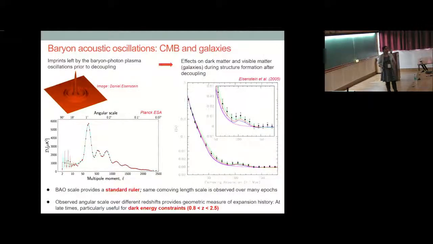This slide is just for completion, because I'm pretty sure everyone knows what BAOs are. HIRAX is trying to measure BAOs, which are just the oscillations in the primordial plasma, which can be seen in the CMB anisotropies as well as the galaxy correlation function. The BAO scale at 150 megaparsec is used as a standard ruler to probe the geometric measure and expansion history. And at late times, it is used to study dark energy constraints, between redshift 0.8 and 2.5.